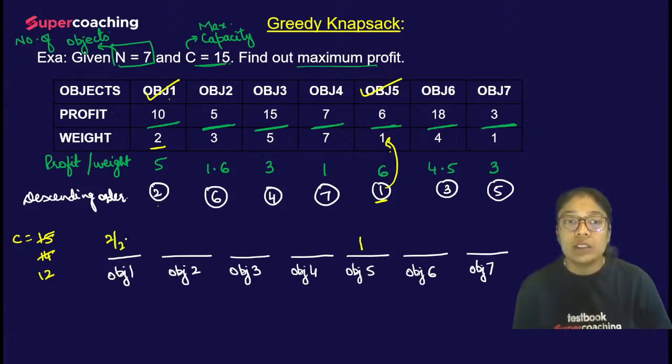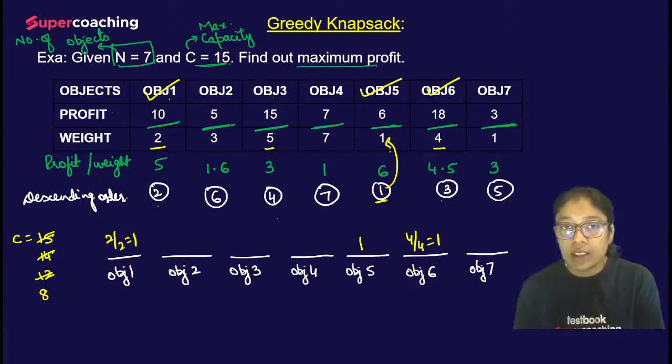2 out of 2 means 1 complete fraction is taken. Then on the third number, object 6 is taken. Weight available is 4. So this comes out to be 8. This object is also taken completely. चारों units ले लिए, so fraction comes out to be 1. After that, on the fourth number, object 3 we are considering, weight is 5. क्या ये 8 से कम है? बिल्कुल कम है. So this will also be taken completely. So this is 5 object 3. 1 unit. This object is also taken.